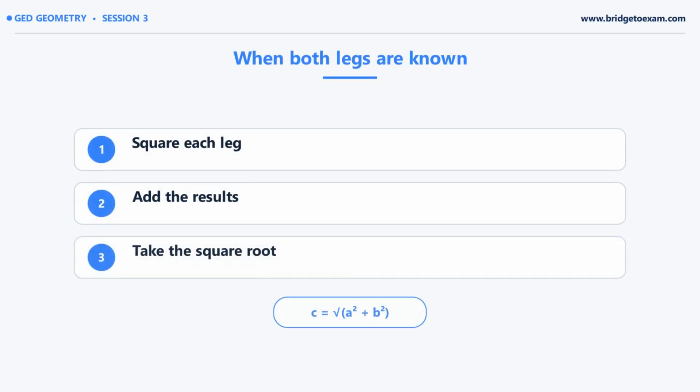Welcome to Session 3. When a right triangle gives both legs and asks for the hypotenuse, the operation pattern is square, add, square root. Today you will solve whole number and irrational answers, round only when requested, and use bounds to catch unreasonable calculator results.